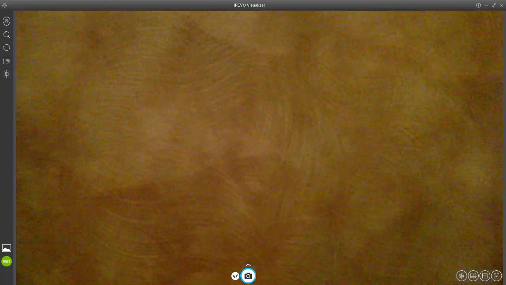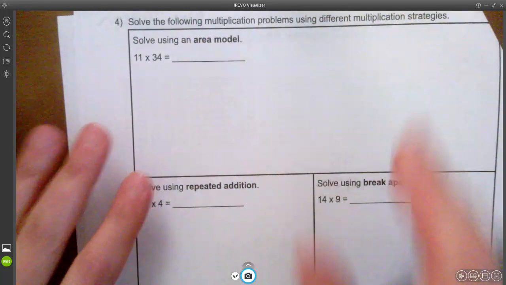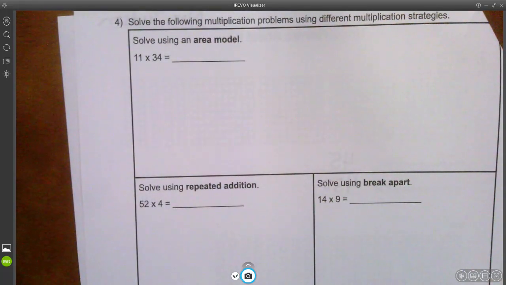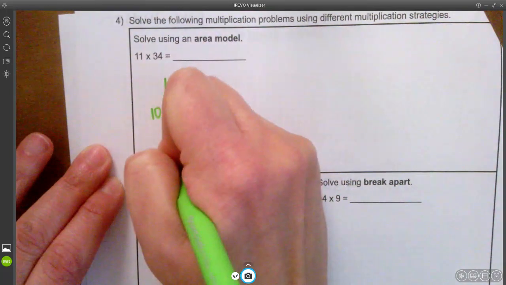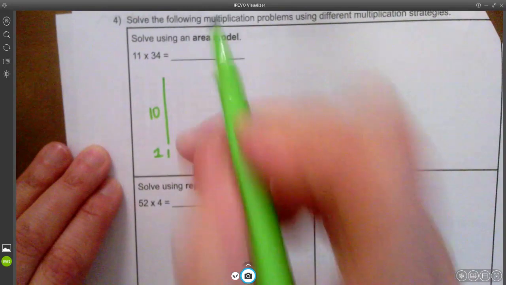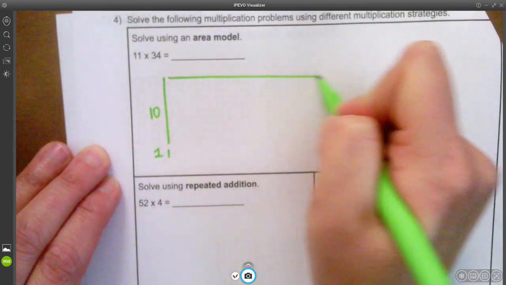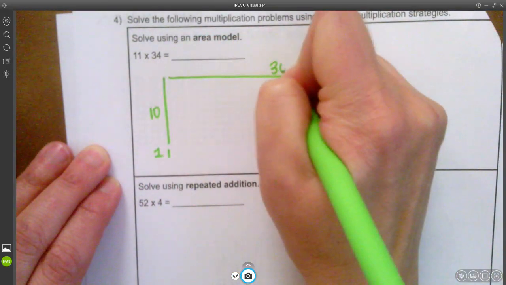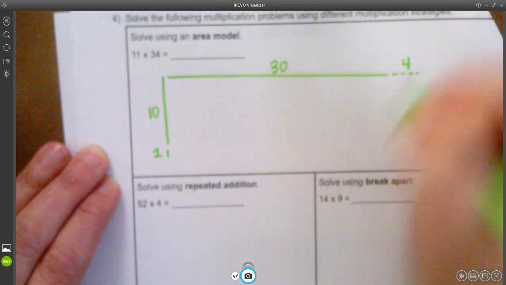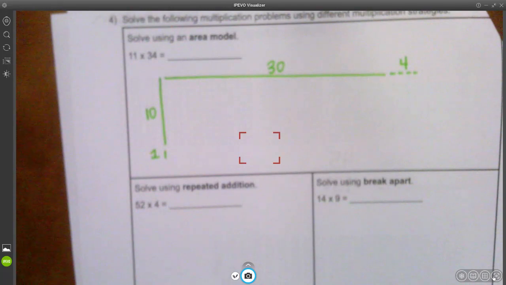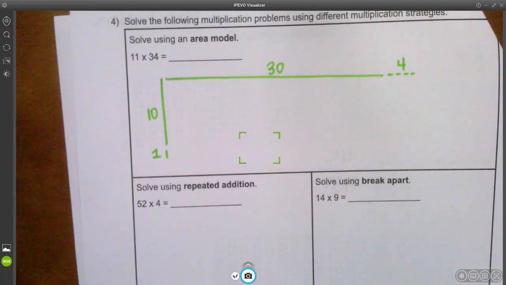Let's go ahead and multiply by using an area model, which is most kids' favorite. So we're going to do 11 times 34. So I'm going to do a 10 and one more. And I could go 10, 10, 10, and 4, but I'm just going to keep it a 30 so I don't have a ton of sections. All right, so the numbers are bigger, but there's less sections, which is how I prefer it.